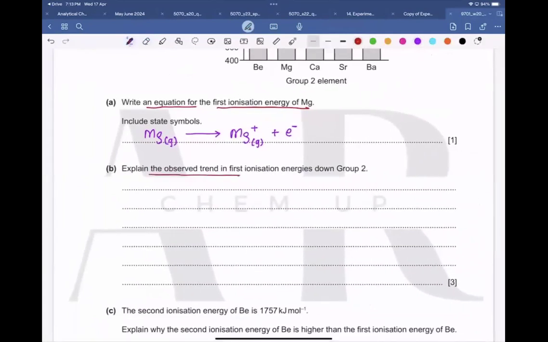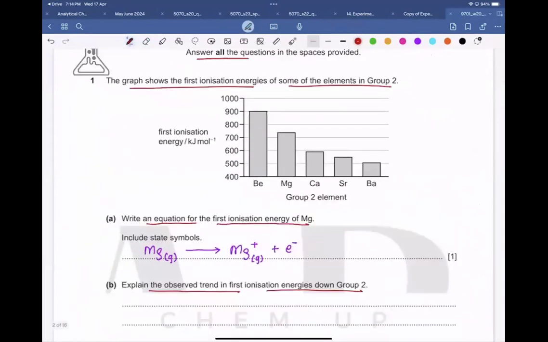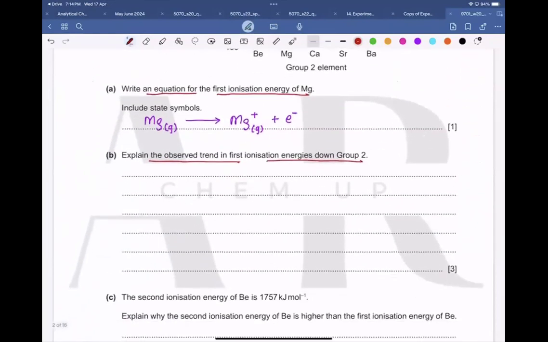Explain the observed trend in first ionization energies down the group 2. So see, these are down the group 2. If you look in the periodic table, you will find group 2 starting from period 2. The first one is beryllium. Then in the third period, we have magnesium. Then in the fourth period, we have calcium. Then in the fifth period, we have strontium. And then in the sixth period, we have barium. And the seventh period, we have radium as well, but usually we do not consider or include radium because it's radioactive. So if you see this question, it's of 3 marks.